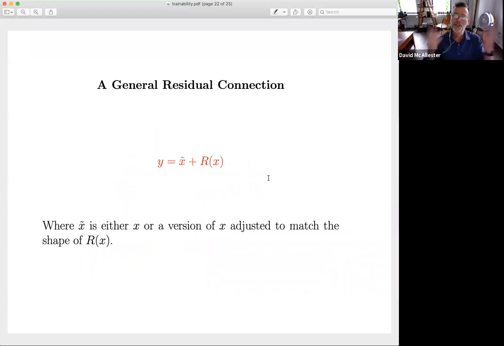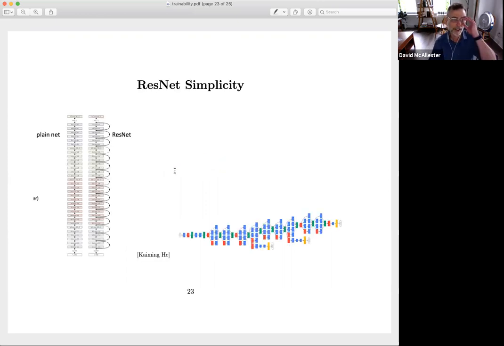So there's this general notion of a residual connection, right? For a residual connection, we're going to take some input x, compute some tensor from x, and then we're going to add that to either x or some shape-adjusted version of x to make this addition work, and then we get our new layer. So the point is that if you take the gradient of this new value, it's going straight back to the input as well as going back to R, and that's really the point of the residual connection.